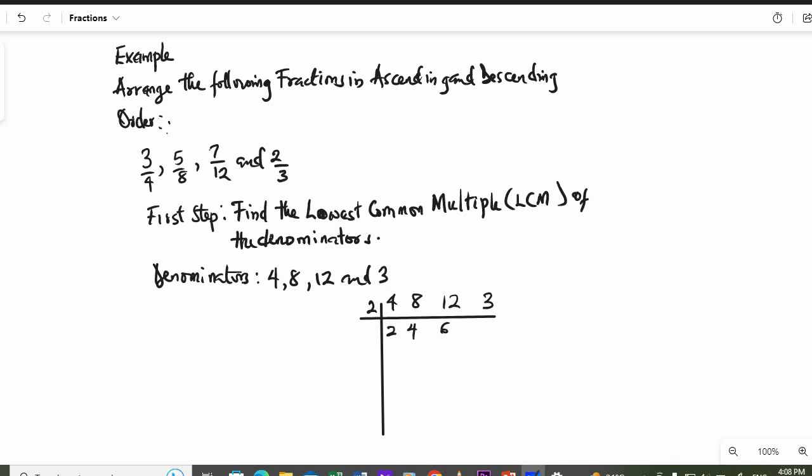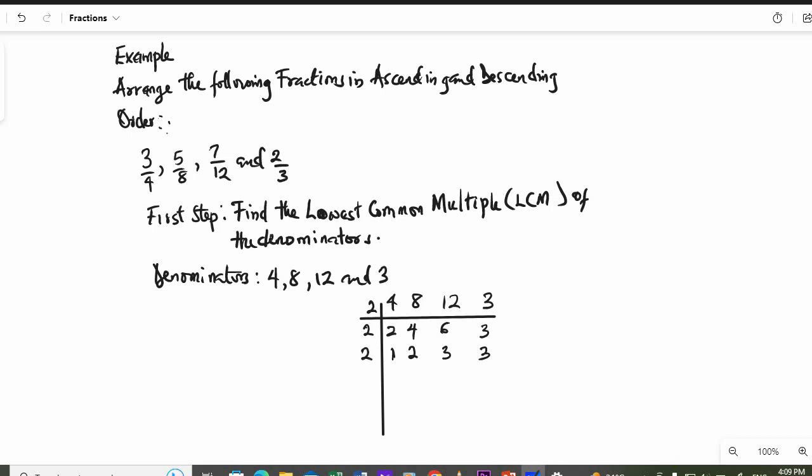3 divided by 2. Now 3 isn't divisible by 2, so what we do is we just simply write it down as 3. Next, we divide by 2 again. 2 divided by 2 gives us 1. 4 divided by 2 gives us 2, so write that here. 6 divided by 2 gives us 3. 3 isn't divisible by 2, right? So we write it down again.